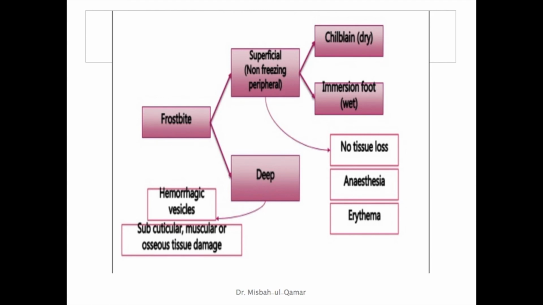Now, this figure shows the classification of frostbite. It could be superficial or deep, or you can classify frostbite into first, second, or third degree frostbite. In first degree frostbite, there is only a slight irritation of skin, while in second degree, blisters appear in the skin, but there is no major damage. But third degree frostbite involves all the layers of skin and it causes permanent tissue damage.